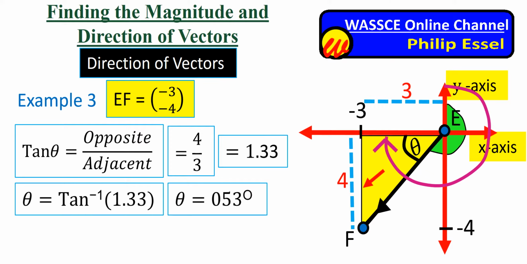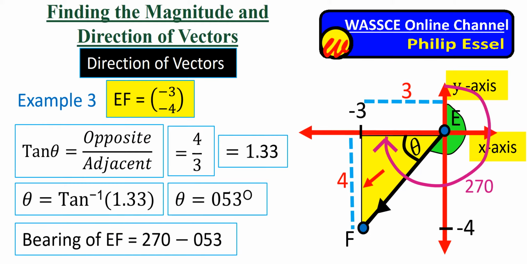270 degrees. So if our theta is 53 degrees, then what it means is that to find the angle represented by the green region, we simply have to subtract the theta, which is 53 degrees, from the 270 degrees. So let's quickly do that.